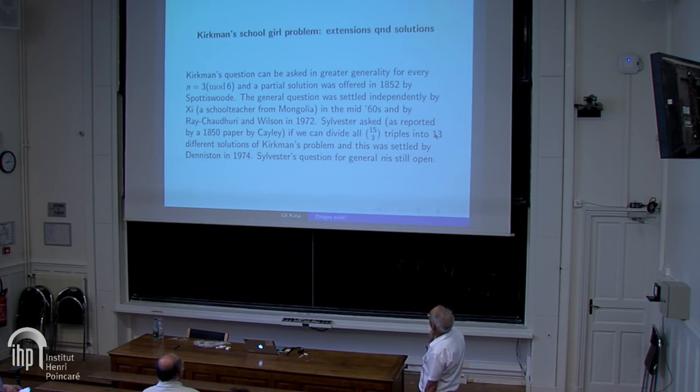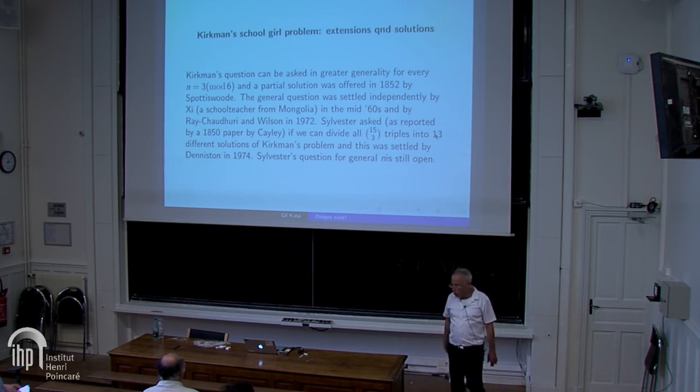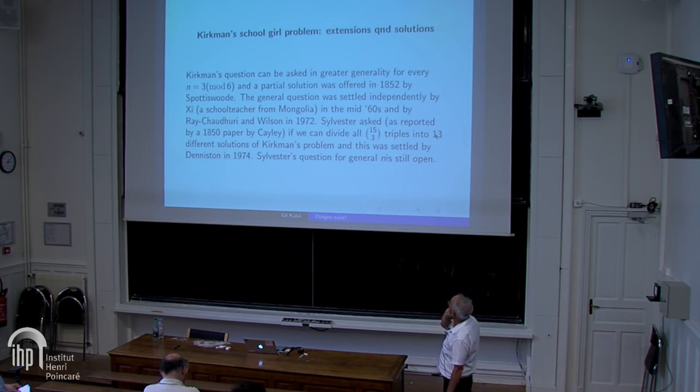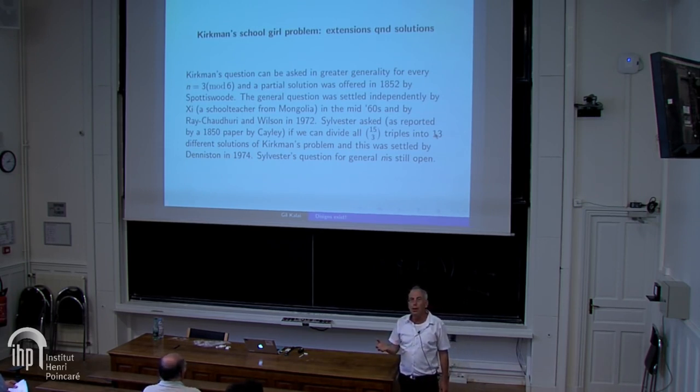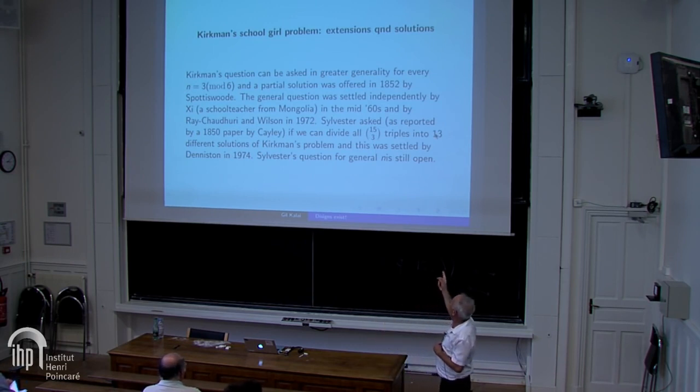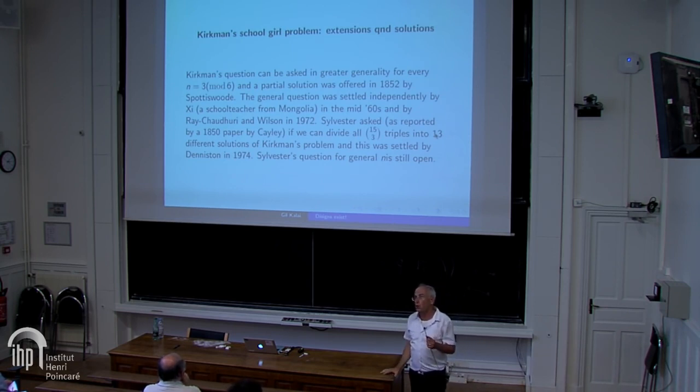One solution was by a school teacher from Mongolia, and one solution was by very central researchers, Ray-Chaudhuri and Wilson. And Sylvester was also interested in this problem. He had some ideas about the history. But in any case, he asked another question. He asked, can you find 13 different solutions for the Kirkman problem, which altogether combined will give all the 15 choose 3 triples? So if you look at the arithmetic, it is arithmetically possible.